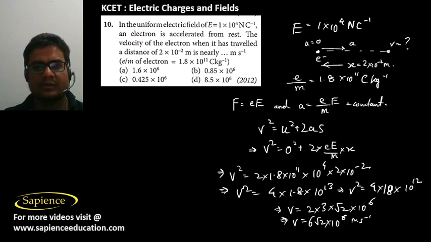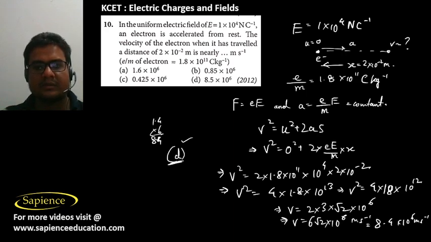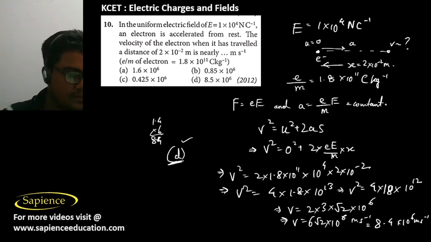Root 2 into 10 power 6 into root 2, so 0.416, that is 8.4 into 10 power 6 meter per second. So approximately that is option D. Option D is the correct answer.